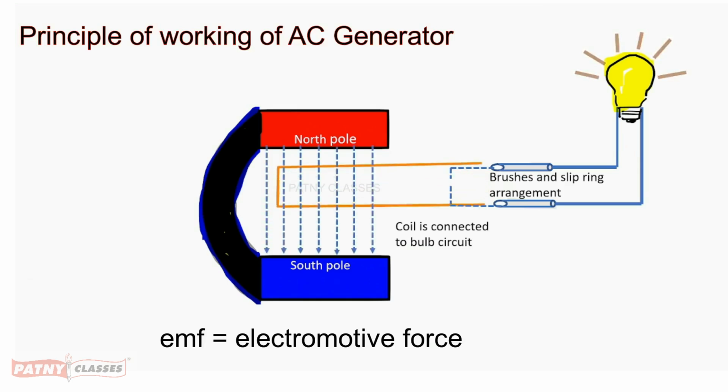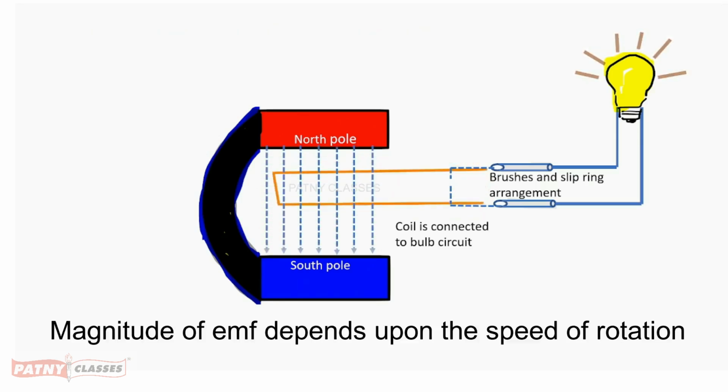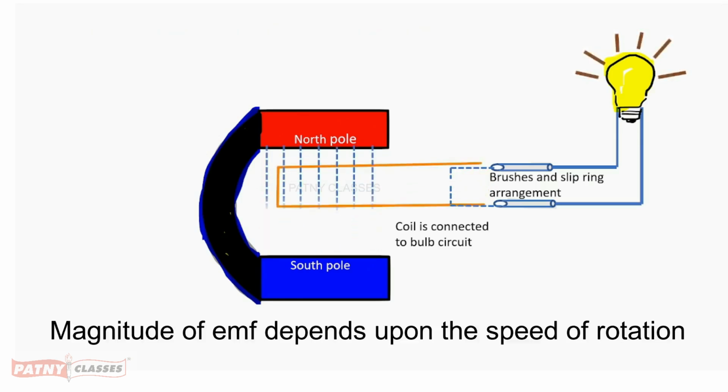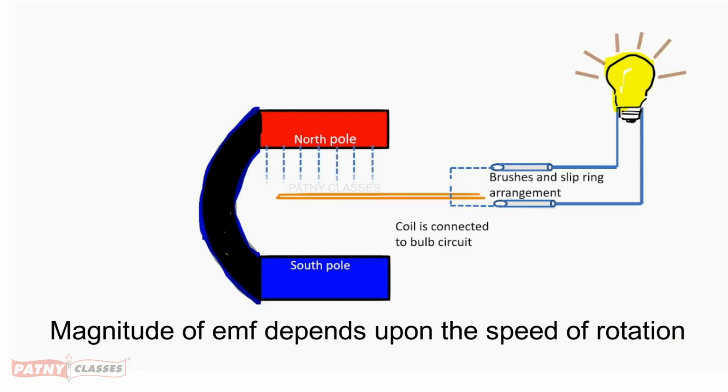The magnitude of EMF depends upon the speed of rotation of the coil. As the speed of rotation of the coil increases, the magnitude of EMF also increases. The more the speed of the coil, the more the EMF produced in the coil. Thus, when the rate of change of magnetic flux increases, the EMF produced in the coil also increases.